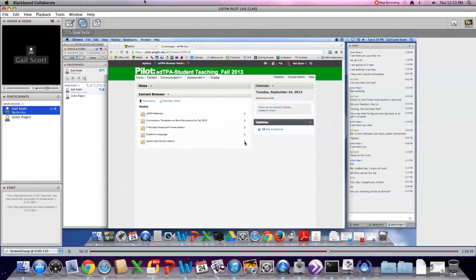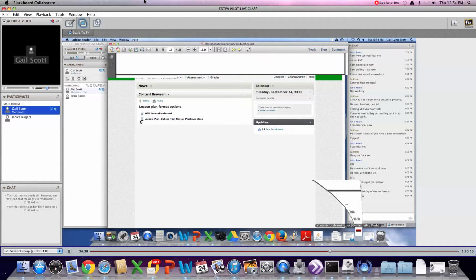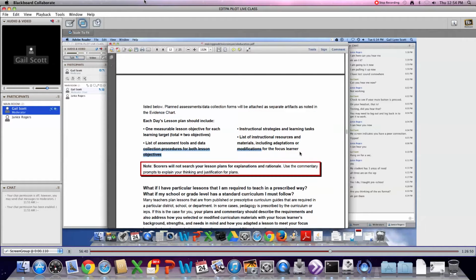So Janice, this one's the WSU format one. This one's the one I use in the clinical practicum class, which probably is somewhat like what Dr. Dunn had you use, maybe not. But it's there. I don't particularly like it for EDTPA, but I tried to adapt it to EDTPA. So just as long as you have the requirements that the manual has, okay, it has to do these things. So as long as it does that, you're good to go. Okay, great.